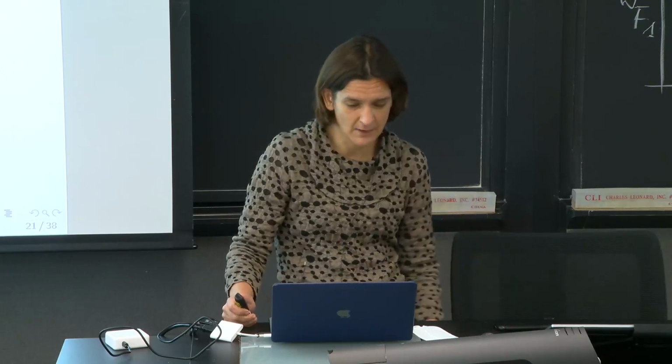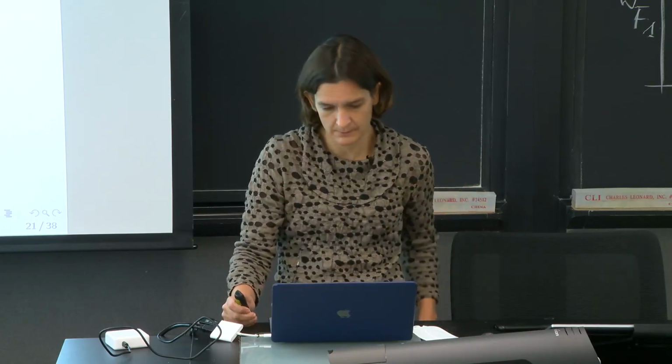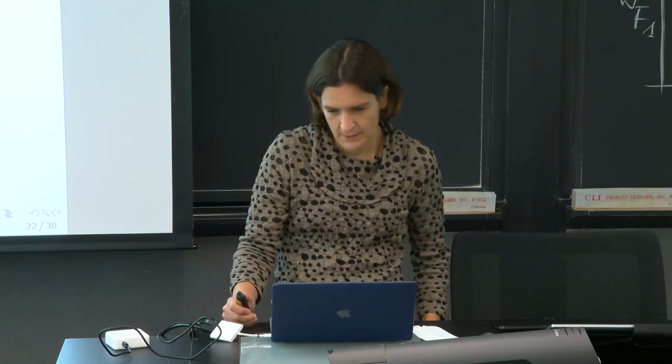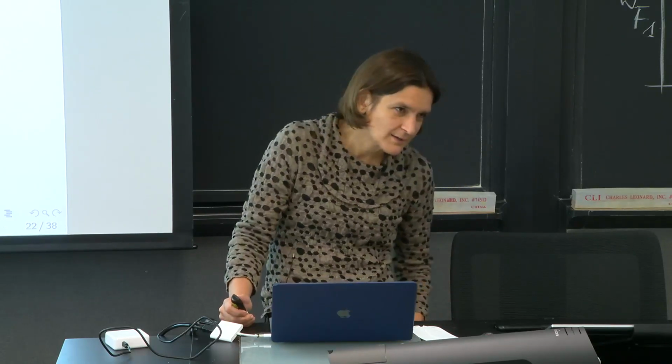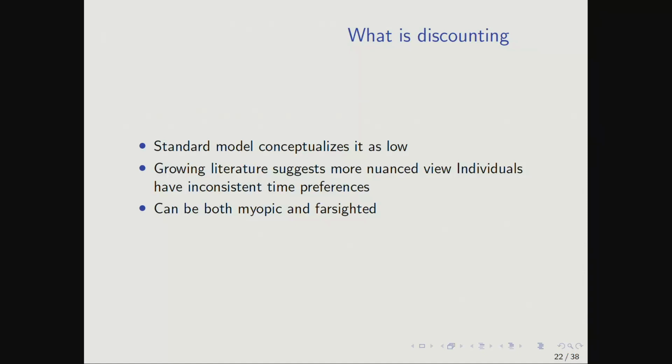People are not able to save enough to buy a bag of fertilizer. So how can we explain that? Well, one way that we have already circled around and hinted at in the whole class is the idea that the discount rate either is really low, or in fact people have inconsistent time preferences. So the discount rate might be different for the present and for the future.